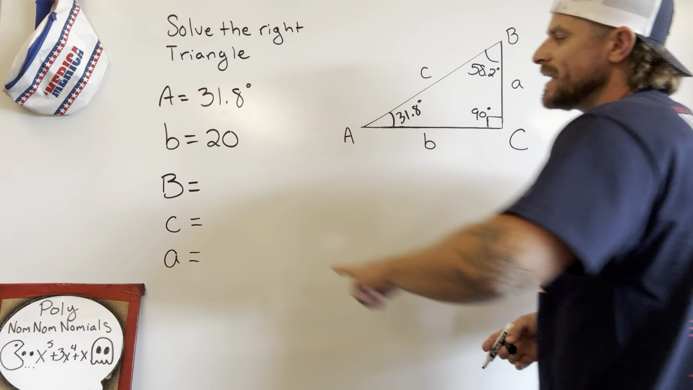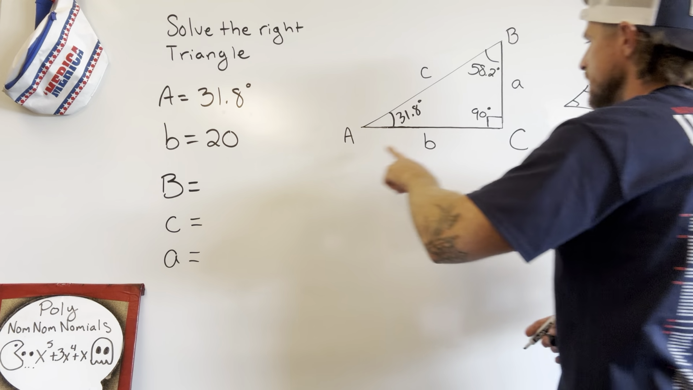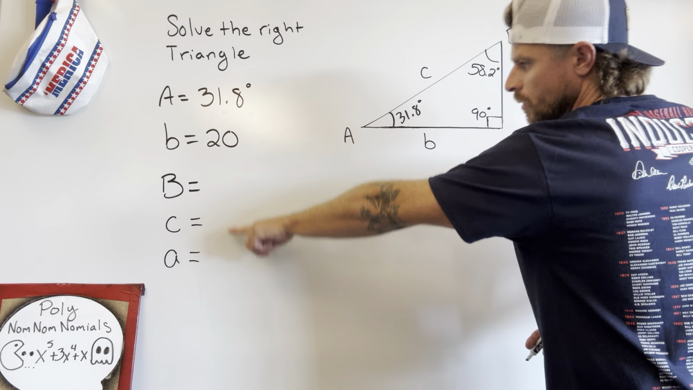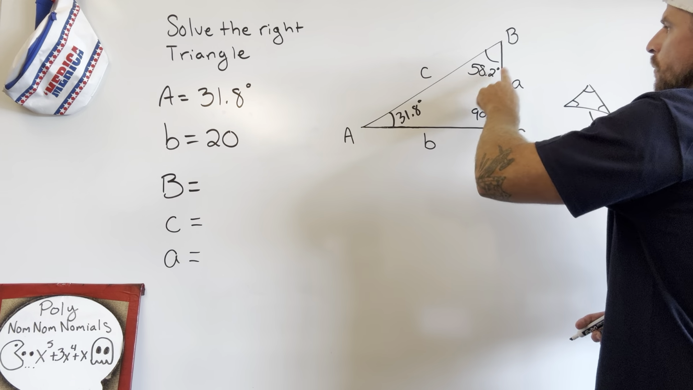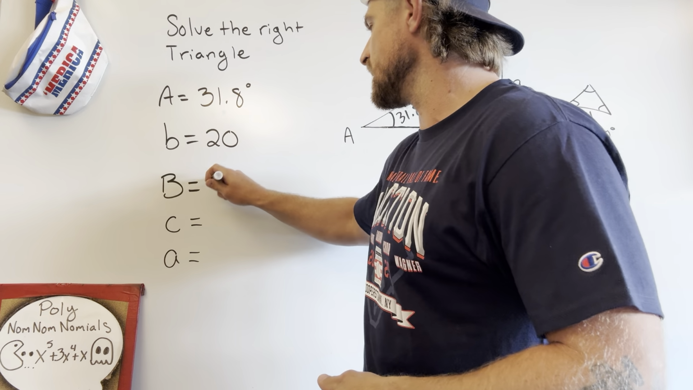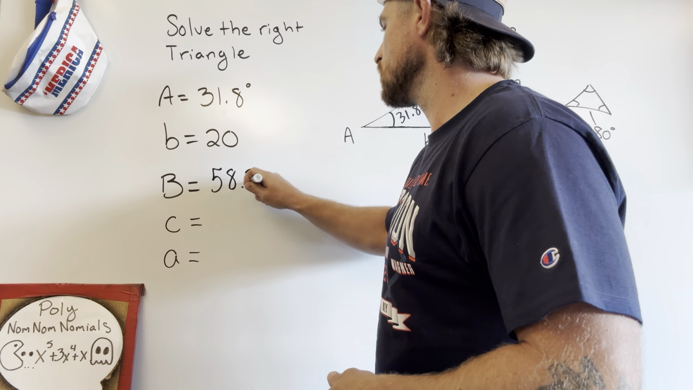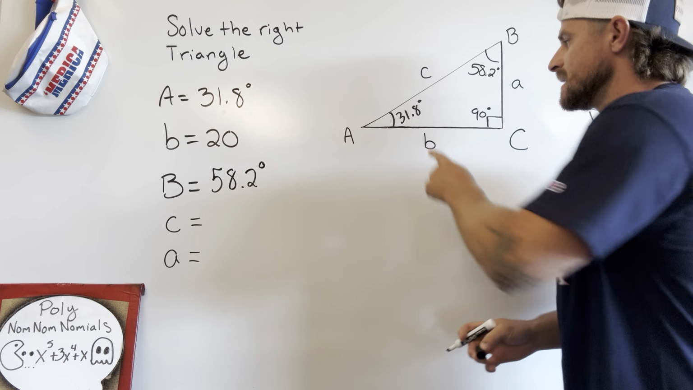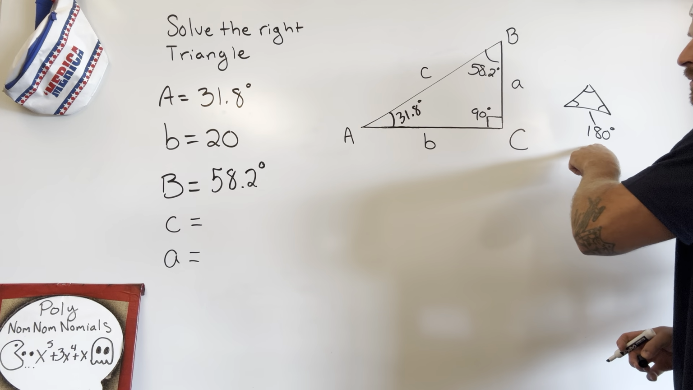Okay, so how do I get B? We already found it, 58.2. We've answered a third of our question. So they wanted angle B, that's the uppercase B. So we could say that that is 58.2 degrees. And that would be an exact measurement, okay? Because these all add up to exactly 180.